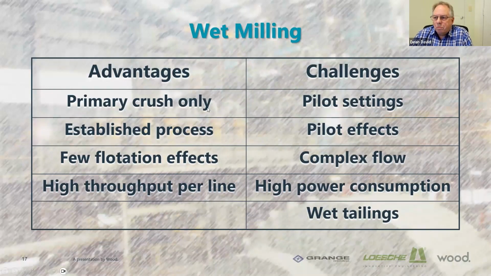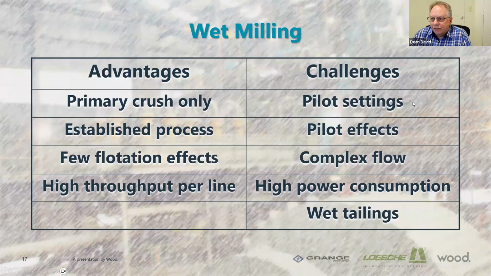So what are the advantages of doing wet milling? It's pretty safe because everybody knows how to do it and design it. Well, some people do. There's enough people out there to do it. So the easy bits about it is you only have to primary crush before an AG mill. It's an established process. There's few effects on flotation downstream to worry about, especially in the piloting side of things. And you've got quite a high throughput per line, up to a few thousand tonnes per hour if you need it.